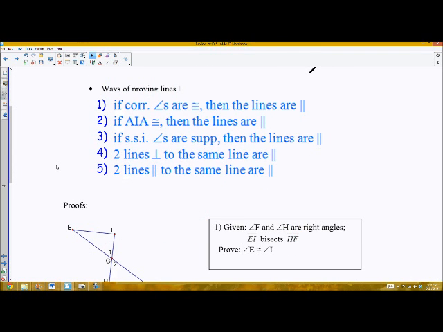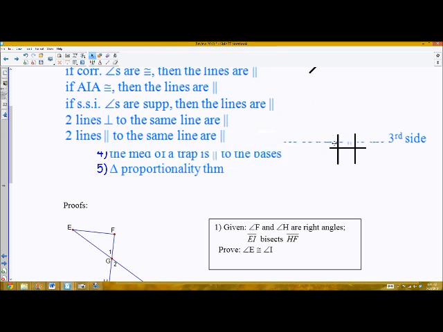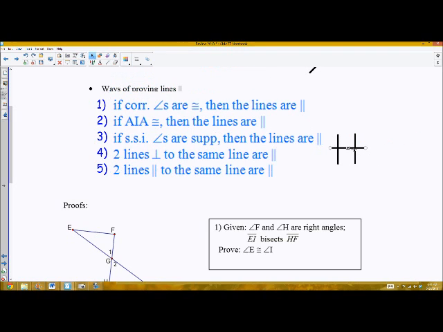To prove lines parallel, there are actually 10 ways, so here are the first 5. These are the basic ones. They're pretty much the converse of the 3 that we looked at above. If corresponding angles are congruent, then lines are parallel. The alternate interior and the same side interior are two other ways of proving parallel. 2 lines perpendicular to the same line are parallel to each other. That would look something like this. If I have 2 parallel lines and a line perpendicular to them, if these 2 lines are both perpendicular to the same one, then they're parallel to each other. And, 2 lines parallel to the same line are parallel to each other.